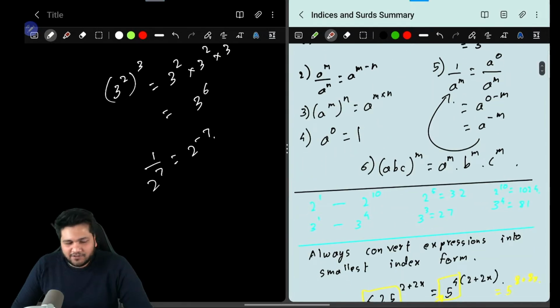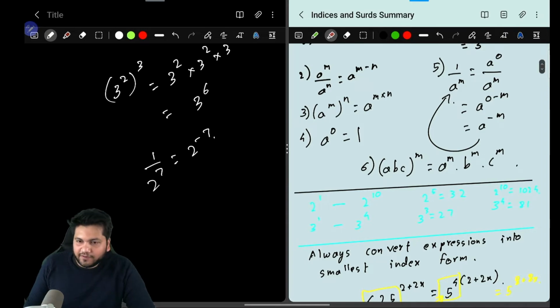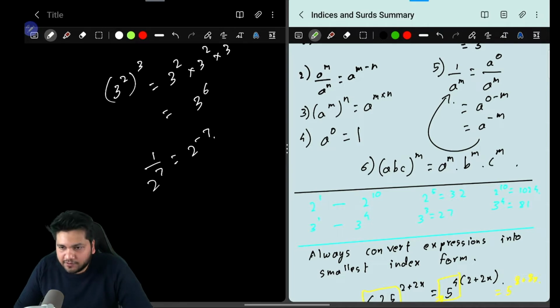This is the sixth rule, which is not a law actually, but it's common sense. If I have abc to the power of m, I'll distribute the power to each element. So basically, m will be given to this a, it will be given to this b, it will be given to this c. So finally, we'll get a to the power of m into b to the power of m into c to the power of m.